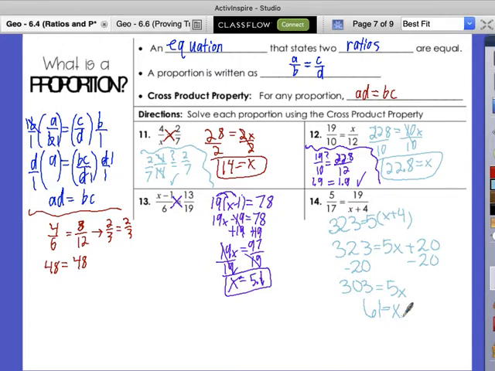Mackenzie, can you explain what you did? Oh. And actually, we should round to 60.6. Yeah, that's what you had in your calculator. You had it.